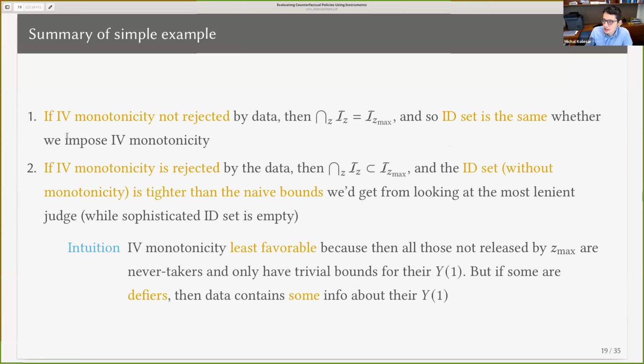So what's the upshot of this? Well, if IV monotonicity is not rejected by the data, then it's going to be the case in the population that whether I'm intersecting or using these one judge at a time bounds or not doesn't matter. They're going to give me the same thing as if I'm only looking at the most lenient judge. So the identified set is going to be the same if IV monotonicity is not rejected. But if it is rejected, then intersecting these bounds is going to give me something smaller than this bound that only looks at the most lenient judge.